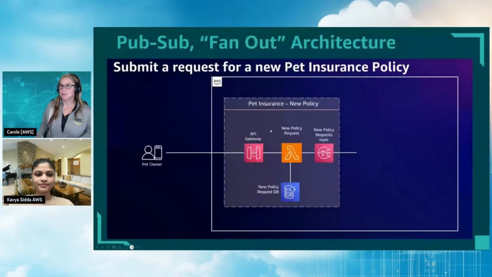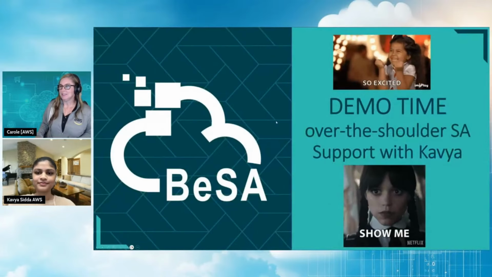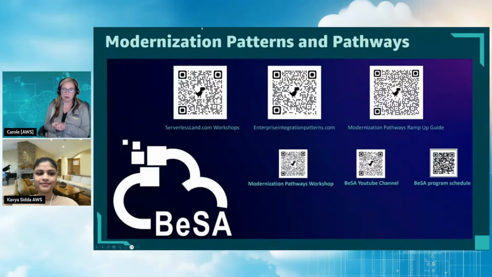So this is what we had just shown. And I just wanted to wrap this up with the modernization patterns and pathways. This is the same slide that we showed last week, but hopefully this is helpful for anybody who wants to take a look. And I think, yes, we can absolutely share the link to the modernization workshop that a lot of this content was based on.